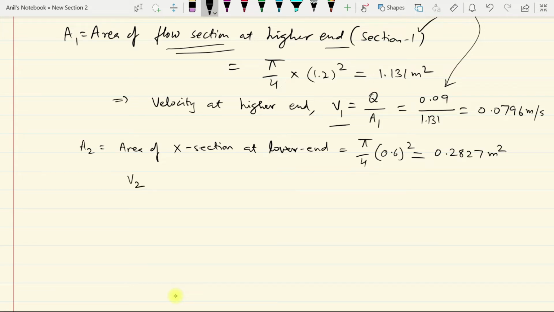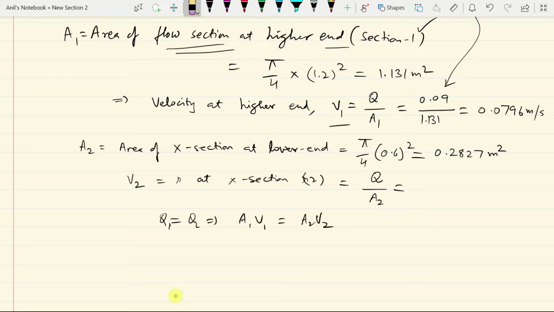Therefore, velocity v2, that is velocity at cross section number 2 or lower end, will be Q by A2. Discharge will remain same. Discharge is not going to change since continuity equation is satisfied. Q1 is equal to Q2, so that means A1 V1 should be equal to A2 V2. So for keeping discharge same, velocity must change because area is changing. So Q by A2 is given by 0.09 by 0.2827.